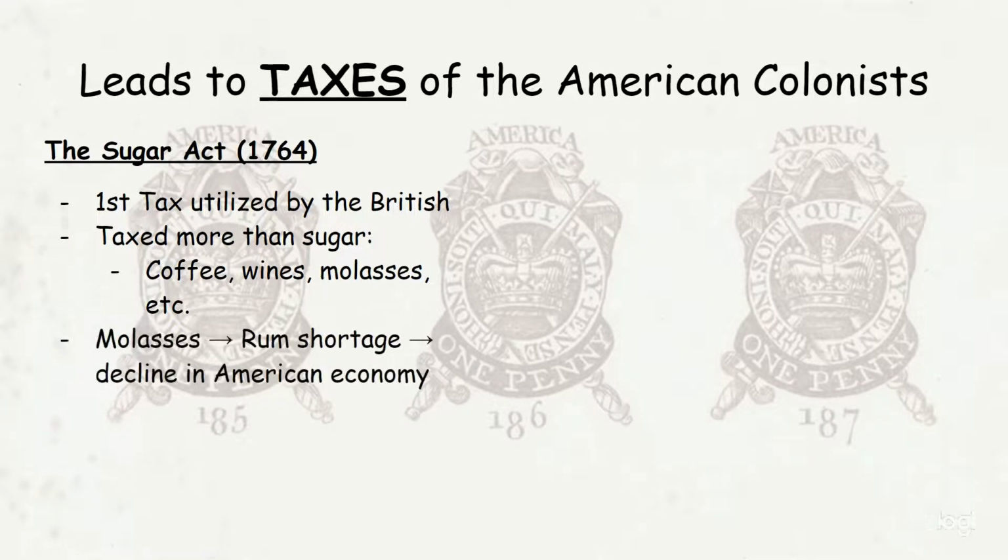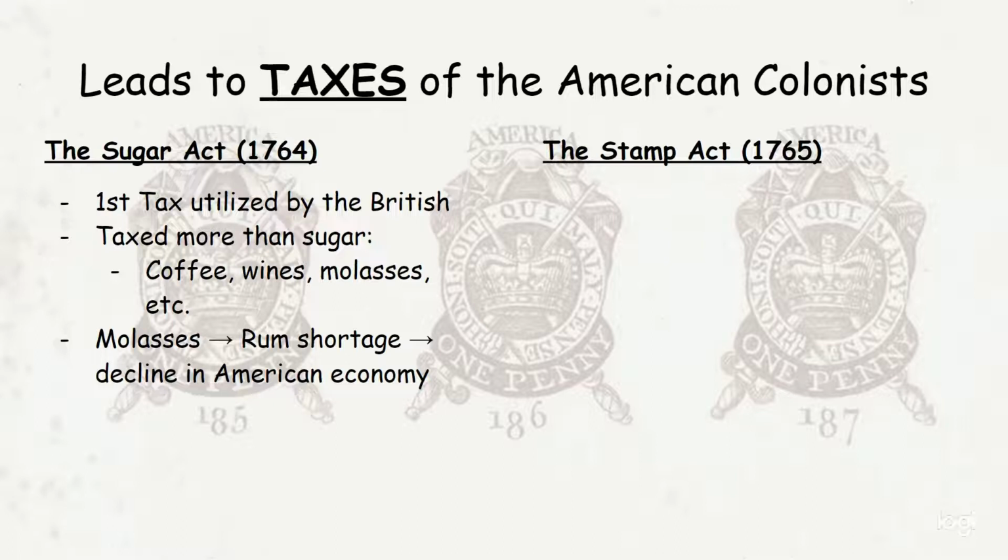Now, molasses and rum are going to be two of the major things that the Americans use to export out of their colonies. And when they tax this, prices rise, and the Americans end up getting a very, very big decline in their economy because of this. Okay, so the tax on molasses leads to a rum shortage, and therefore leads to the decline of the American colony, or the American economy, I should say.